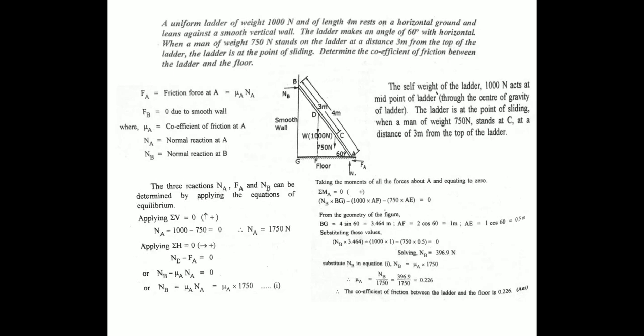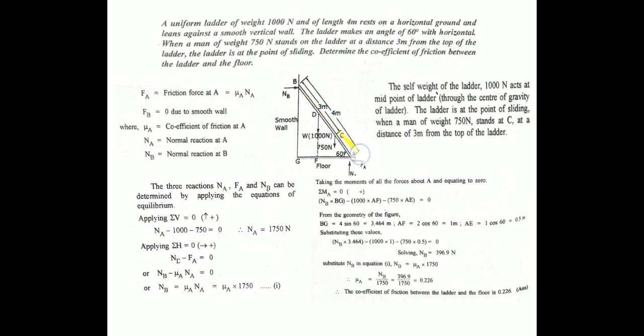A uniform ladder of weight 1000 Newton and of length 4 meter rests on a horizontal ground and leans against a smooth vertical wall. The ladder makes an angle of 60 degrees with the horizontal. When the man of weight 750 Newton stands on the ladder at a distance of 3 meter from the top, the ladder is at the point of sliding. Determine the coefficient of friction between the ladder and the floor.